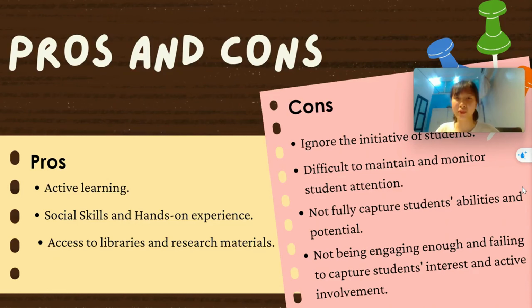It can help them to develop social skills and even explore their interests outside the classroom. For example, students can organize or participate in some environmental cleanup activities to gain some practical skills and experience. And last but not least is the access to libraries and research materials. A traditional classroom often provides students with varied resources such as textbooks, materials, and even technologies. They can help to enhance the learning experience.